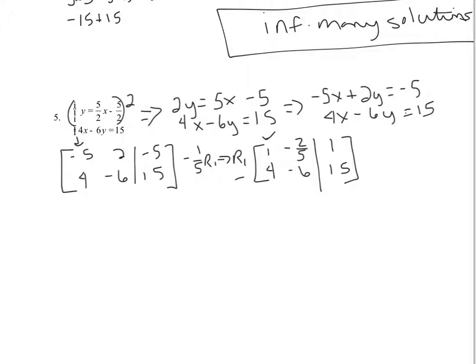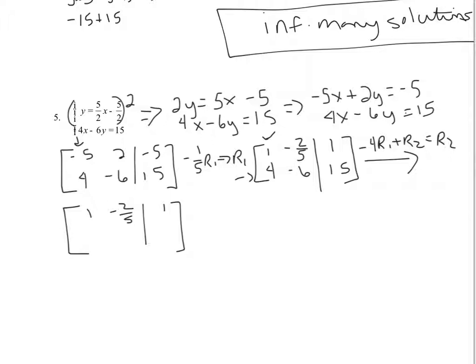Okay, my top row, I've got 1 in the top left corner, so I'm good. I'm ready to now look at the second row, and I need to turn that 4 into a 0. That means that I will have to multiply row 1 times something and add it to row 2. So what I'm going to do is multiply row 1 times negative 4 and add it to row 2 to get my new row 2. So here's what we'll end up with. Top row is still 1, negative 2/5, 1.